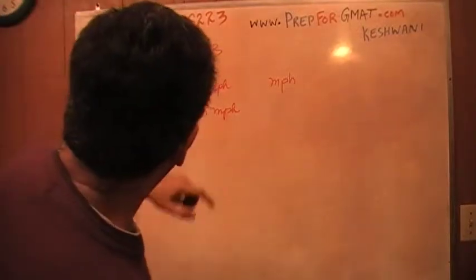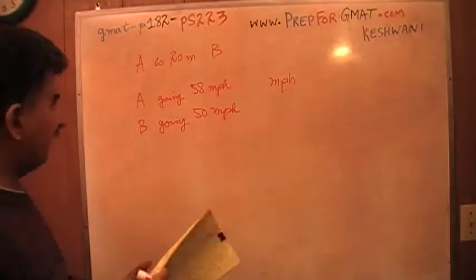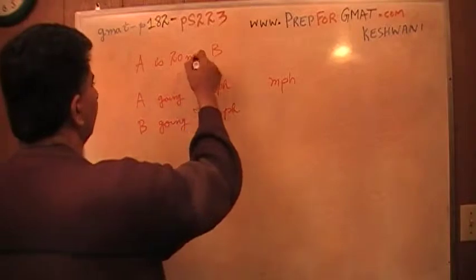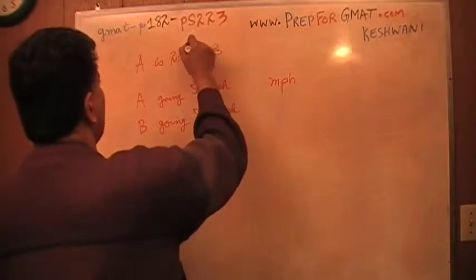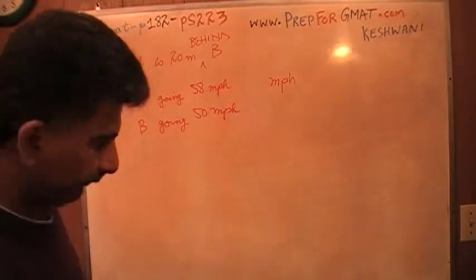Something is missing here. Some word is missing. This does not make sense. What was the first sentence? Car A is 20 miles behind B. That makes sense now.